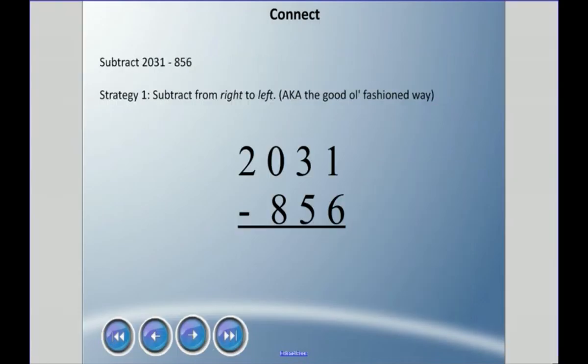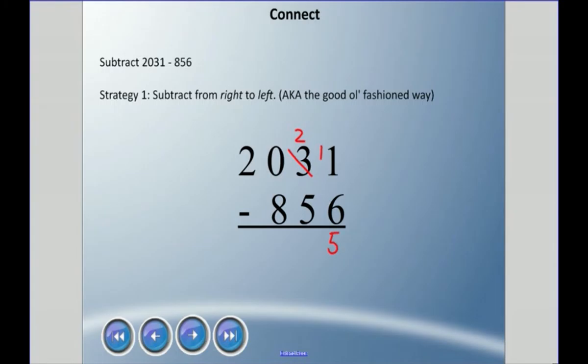Okay, so we're gonna do strategy number 1. We're gonna subtract from right to left, also known as the good old-fashioned way. You can notice here that we start in the ones column. We cannot do 1 minus 6, so we have to do something called borrowing. So I'm going to cross that 3 out and put a 2, and that makes this 11. We're borrowing a 10 there. So 11 minus 6 we can do, which is a 5.